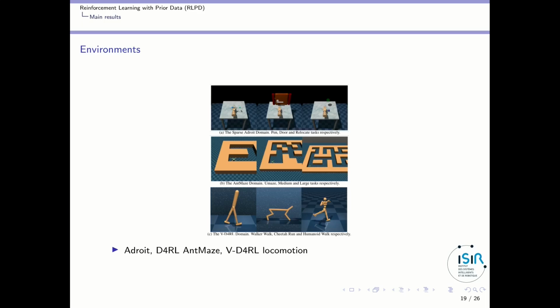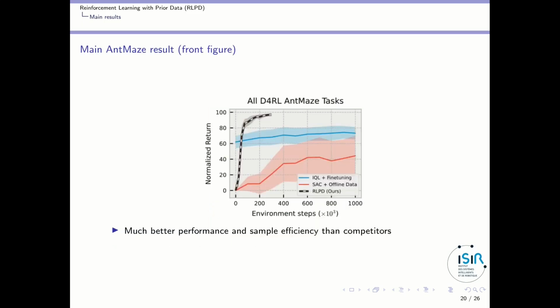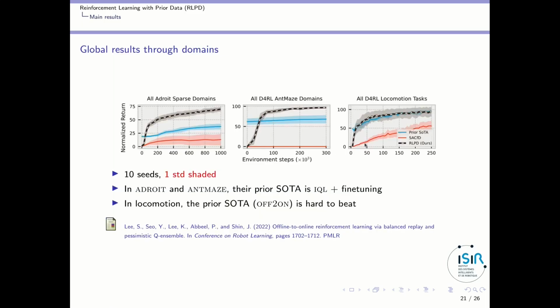And these datasets exist with different levels of quality, meaning some are expert datasets and some are just play datasets. So the front figure of the paper is this one. They show that using RLPD with the 5 mechanisms that I have told you about, you get much more sample efficient than using implicit Q-learning or soft actor-critic. When you separate these results in terms of the different domains, you get exactly the same picture. It is only in the locomotion case that it's hard to beat the previous state of the art, so they are not better than the previous state of the art.